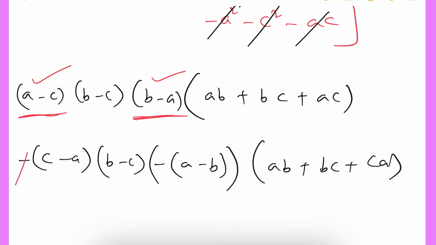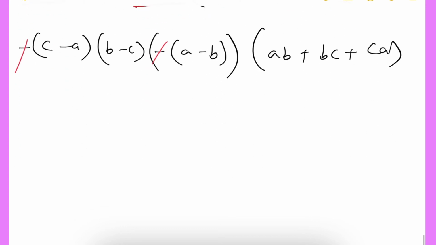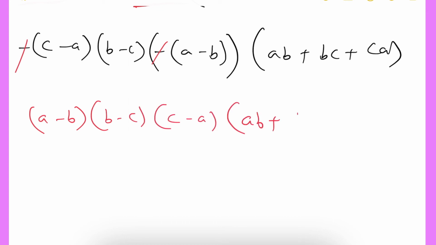Now here this is minus, so minus into minus it will become plus. Then our final answer is (a minus b) into (b minus c) into (c minus a) into (ab plus bc plus ca). I am just writing it in order. So hence proved.